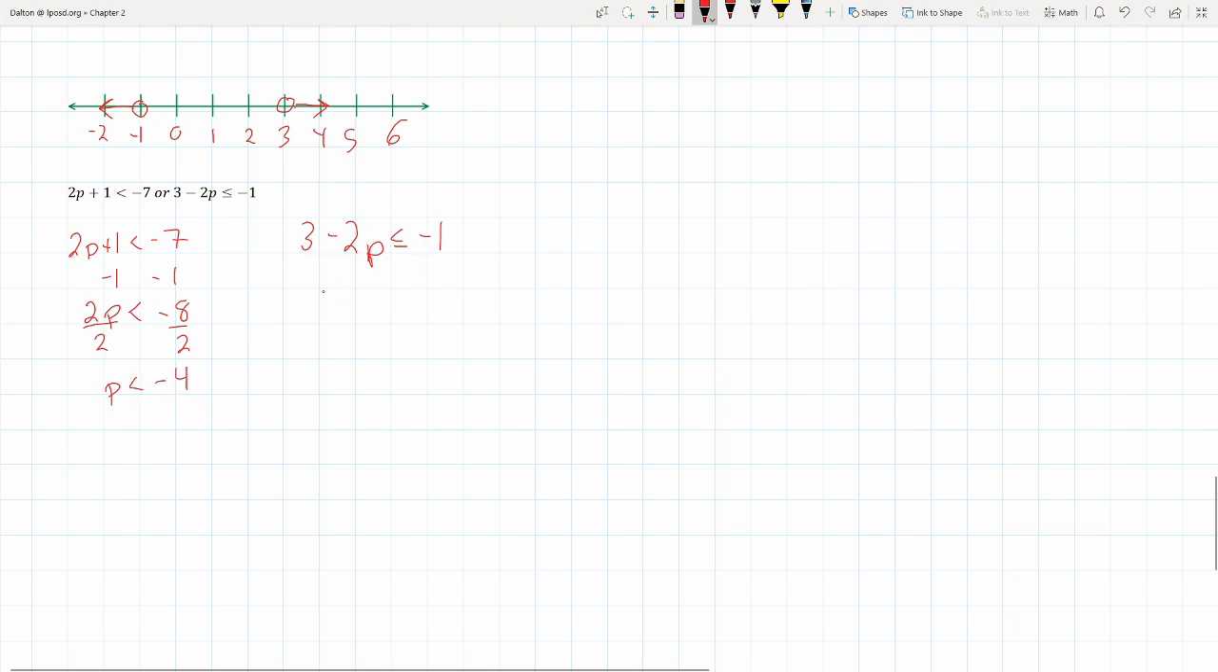Now I'm going to do this right side. I'm going to subtract 3 from both sides, and I get negative 2p is less than or equal to negative 4. I didn't switch the signs because I subtracted; I didn't divide or multiply by a negative. Now I'm going to divide by negative 2, and now I'm going to switch those signs. So I get p is greater than or equal to negative 4 divided by negative 2, which is 2.